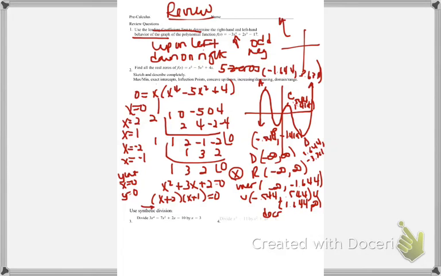You will be decreasing for negative 1.644 to negative 0.544. Remember only your x values. And 0.544 to 1.644.